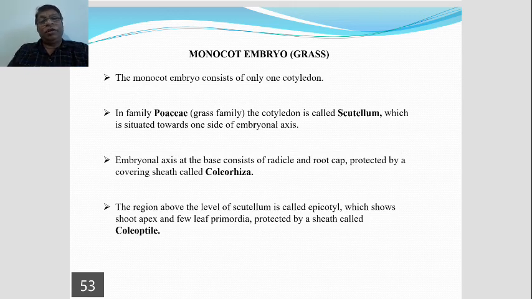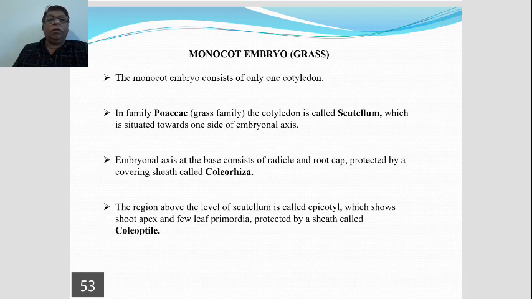But generally, we talk of it like a seed, grass seed. The structure of the monocot embryo: to study it, we have taken an LS of the grass seed or the fruit. In LS, the grass seed shows the following details.